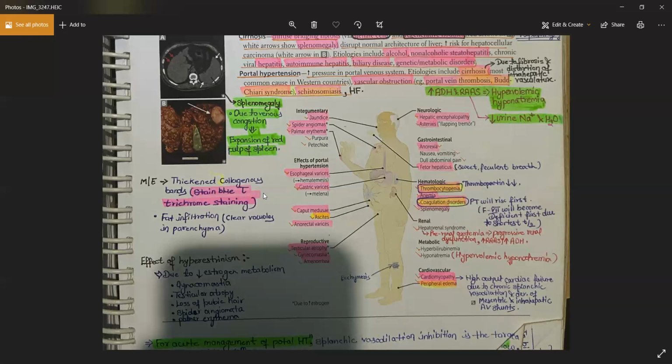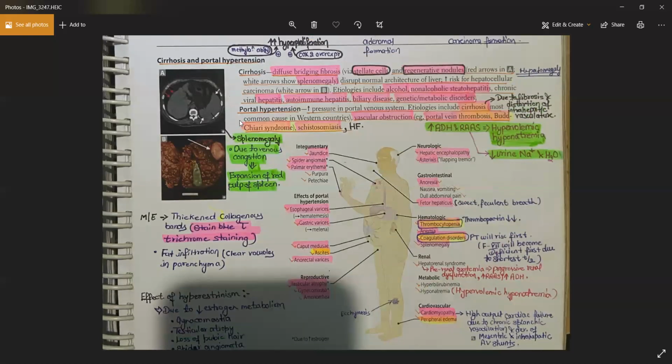But in case of Budd-Chiari syndrome, even in case of portal vein thrombosis, you can get portal hypertension. As you can see, it is listed in First Aid also. The risk factors for portal hypertension are Budd-Chiari syndrome and portal vein thrombosis, right? Budd-Chiari syndrome is because of the hepatic vein thrombosis, right? If you get hepatic vein thrombosis, then you can have portal hypertension.